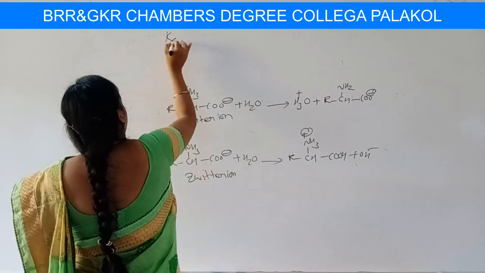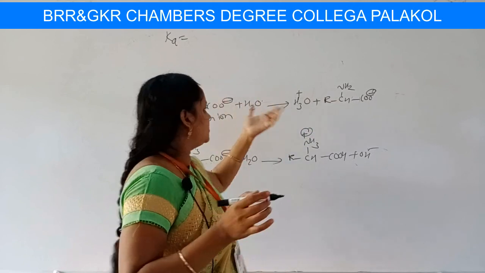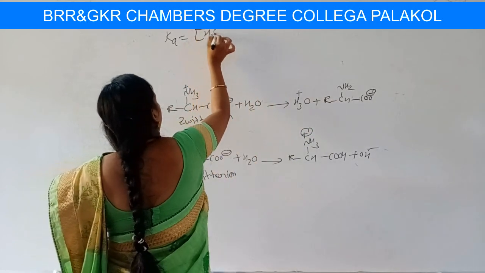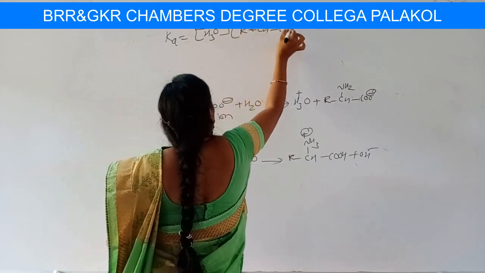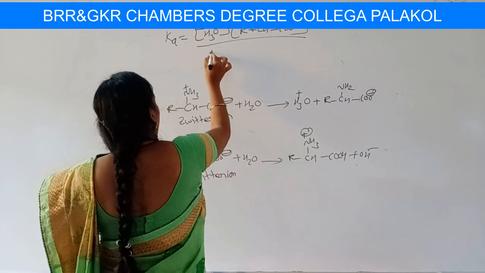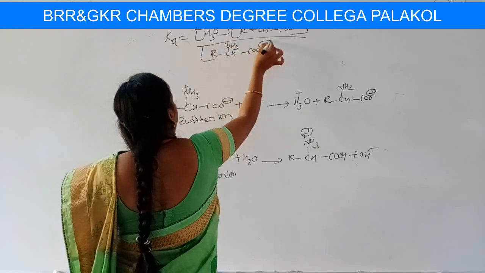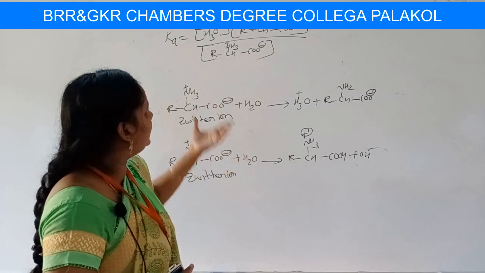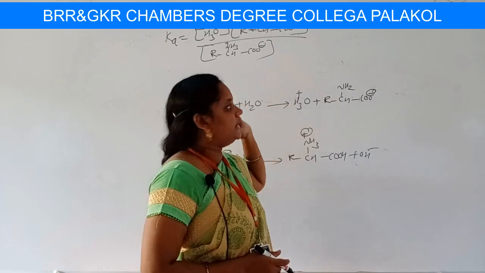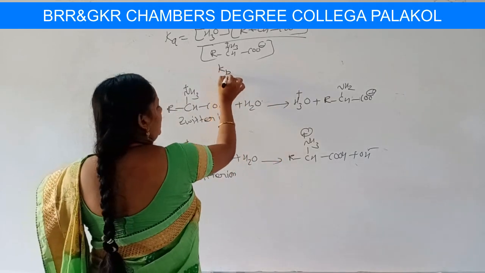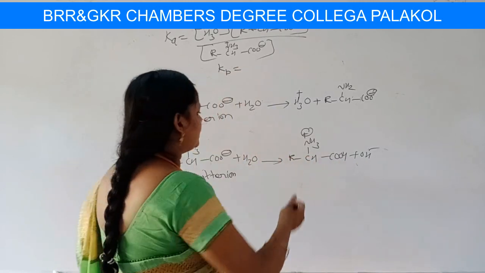Okay, students, Ka value. As we already know, concentration of the products by concentration of the reactant. So what you will get? H3O plus, RCH NH2 COO minus by RCH NH3 plus COO minus. This is your Ka value. I have written Ka value by writing the concentrations of the products by concentration of the reactants. Let us write Kb value. What will be the Kb value? Again, concentration of the products by concentrations of the reactants.